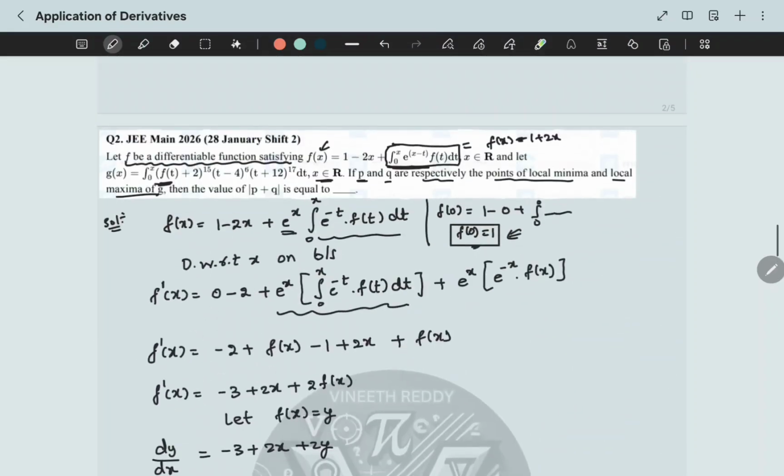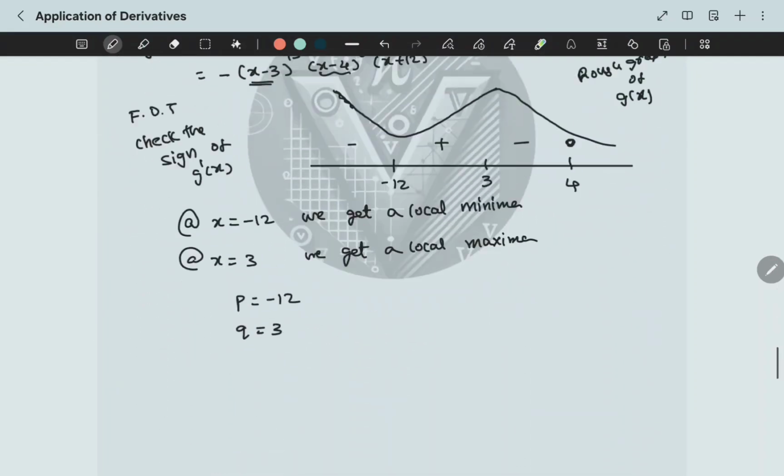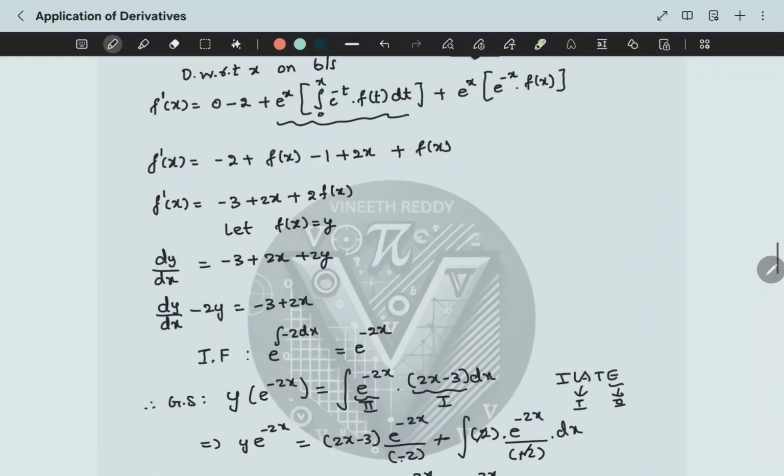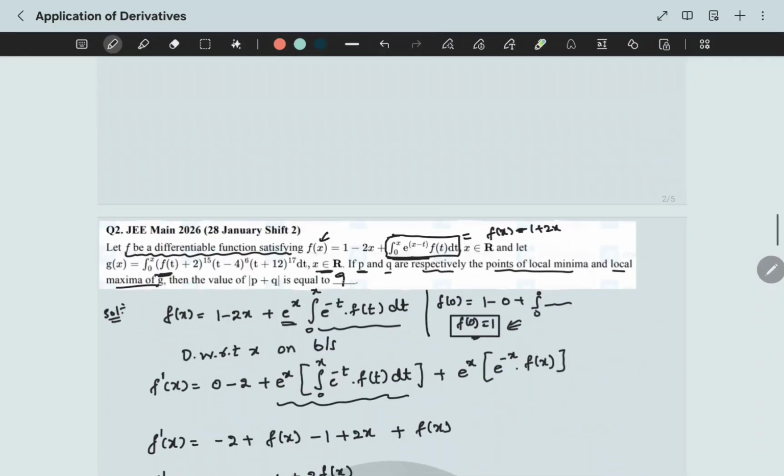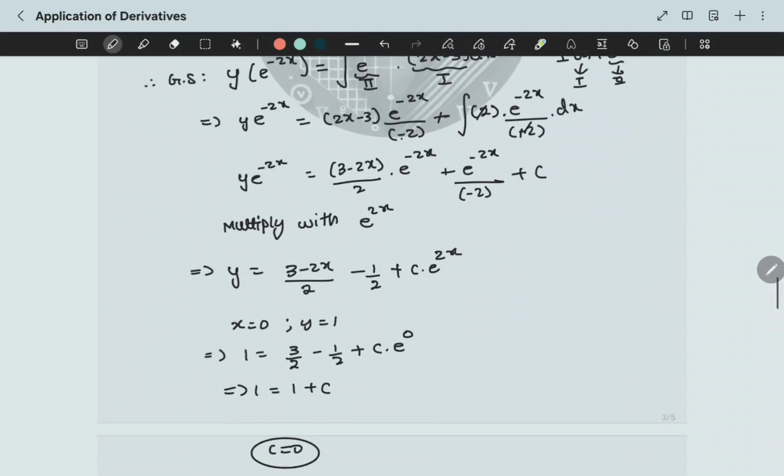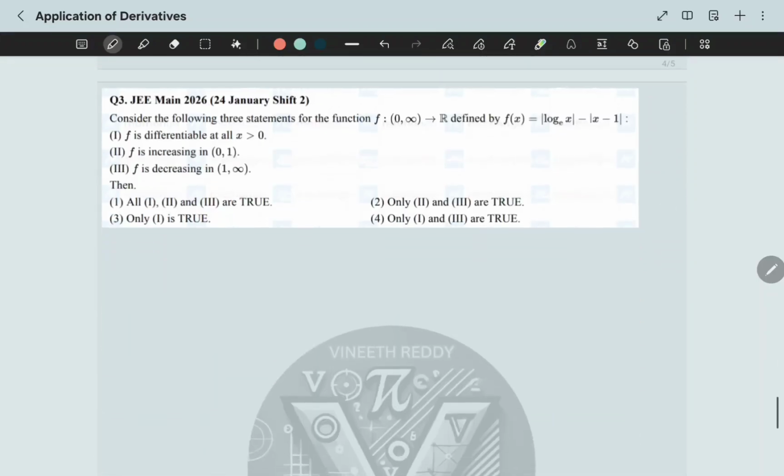What is he asking? Mod of P plus Q. That means mod of minus 12 plus 3 should be mod of minus 9. That means mod of minus 9 is ultimately equal to 9. I think this is the answer. I hope you have understood this, students. Let us go with the next question.